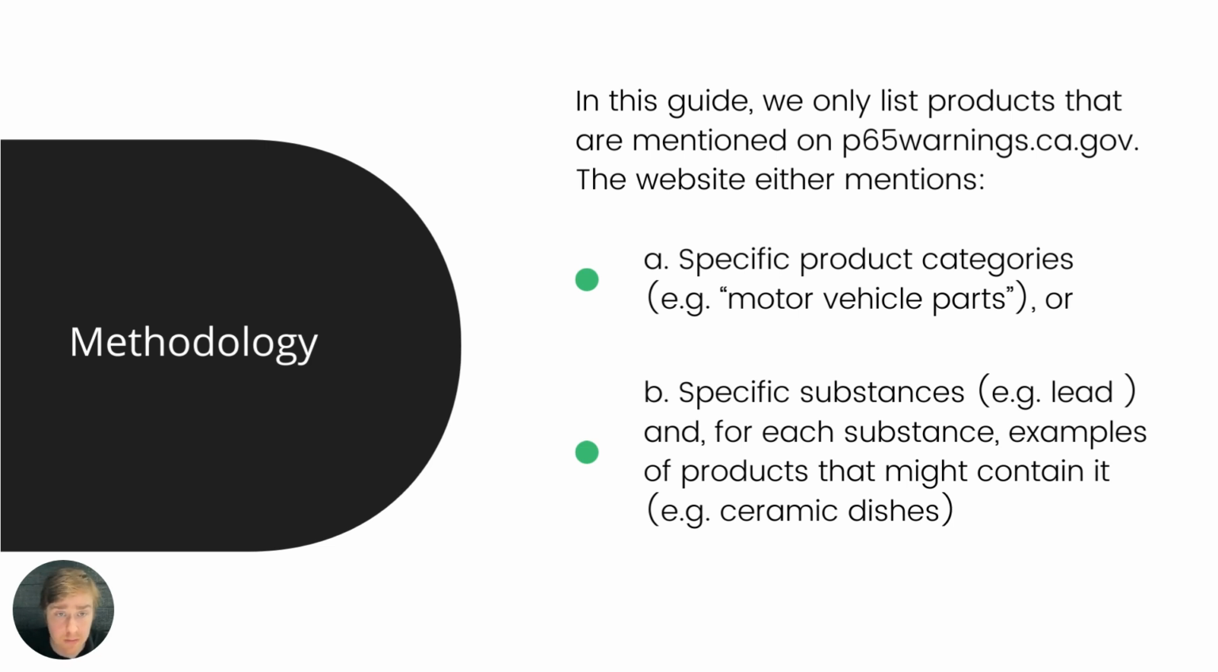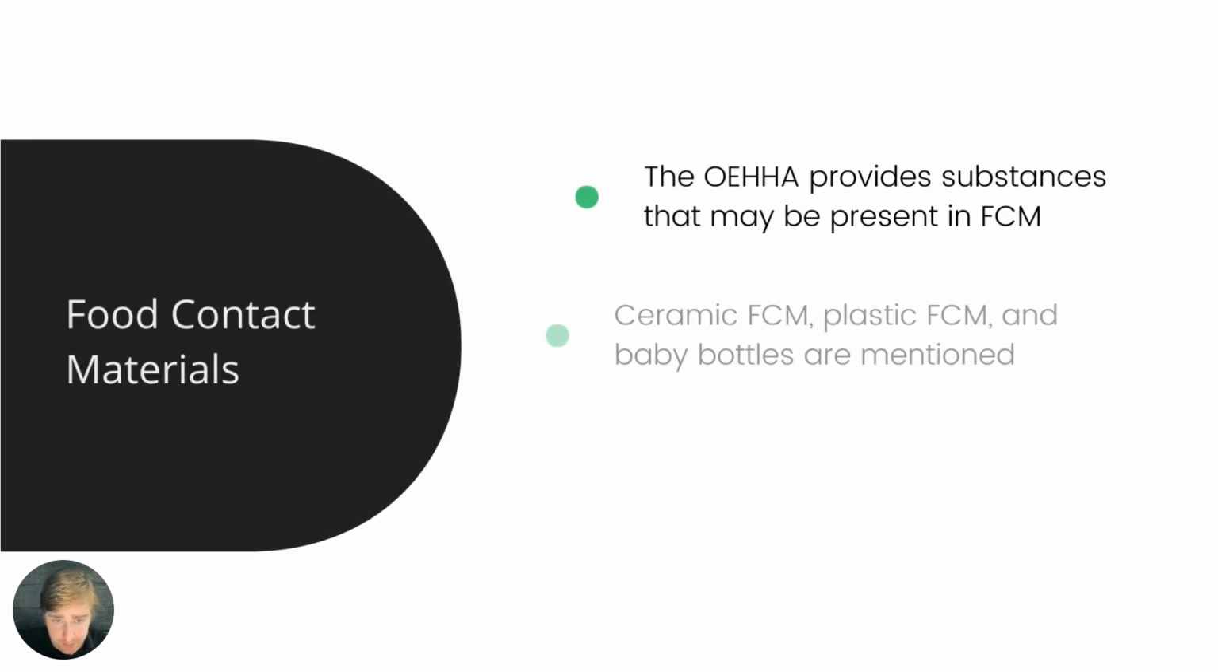So we've done two things, just to reiterate here. We cover products that are either explicitly mentioned, which is not that many. More commonly, we look at substances and we list categories or product types that these substances are more commonly found in. Okay, hope I made that clear.